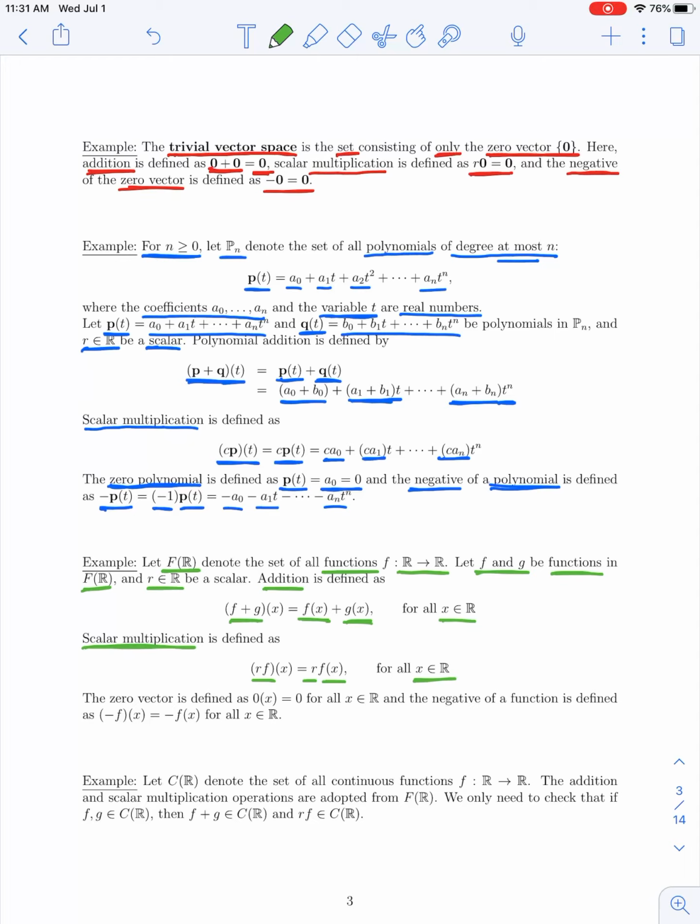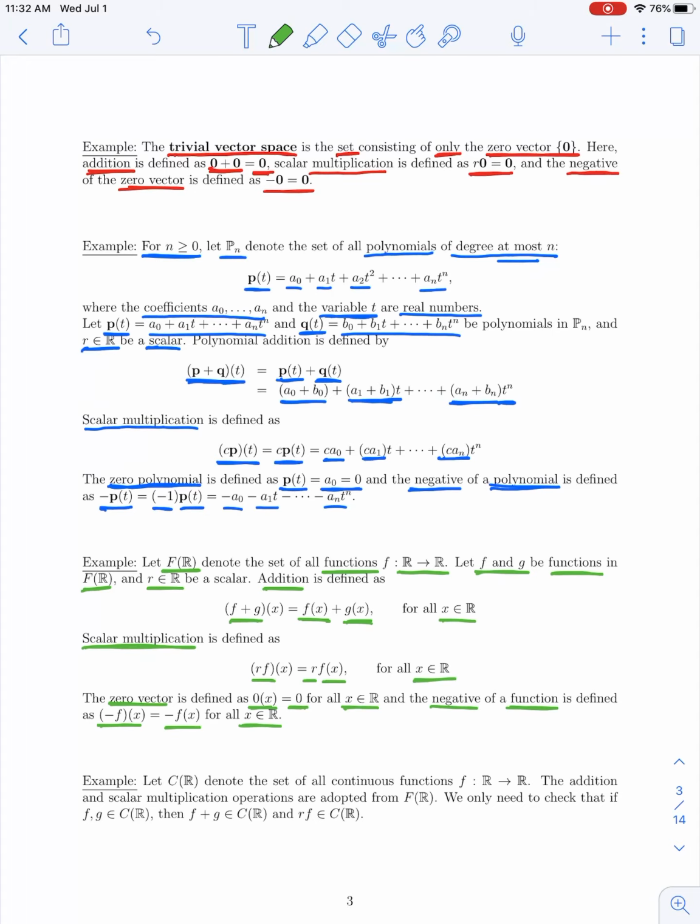Now for this set, or space of functions, the zero vector, or zero function, would be defined as the function 0 of x, which is equal to 0 for every value of x in the real number line. So it is the function which is always equal to 0 regardless of the input. And the negative of any function is the function negative f of x, which is defined as the negative of the value of the function f of x for every x in the real number line. So here we've got the set of all functions from the real number line to itself.